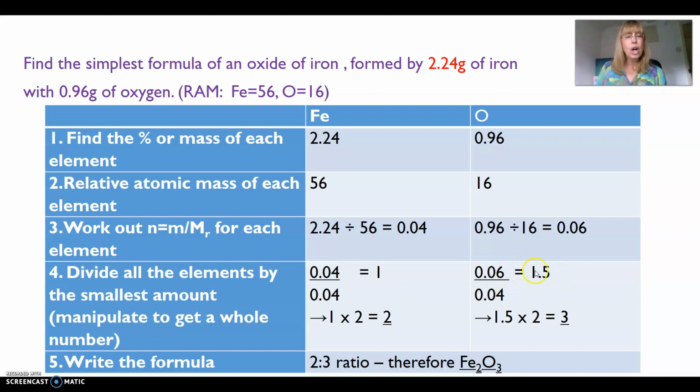Now, because this isn't a whole number, I want to make it a whole number because we don't have half an atom. So to get this to a whole number, I'm going to multiply it by 2 to get 3. And what I do to the one side, I do to the other side. So I multiply that one atom by 2 to get 2. So I have 2 atoms of iron combining with 3 atoms of oxygen. So my formula is Fe2O3. Cool, isn't it?